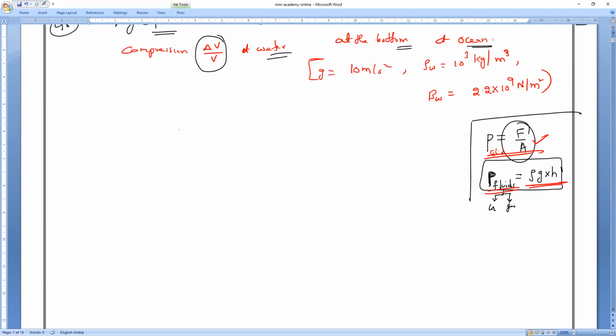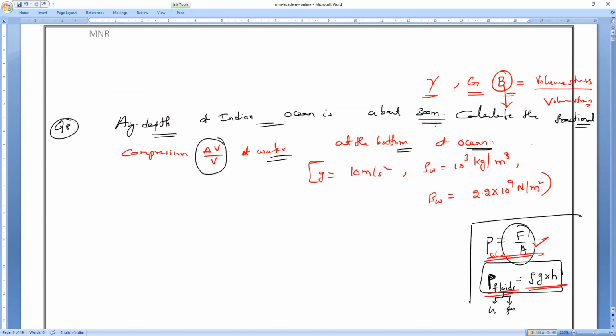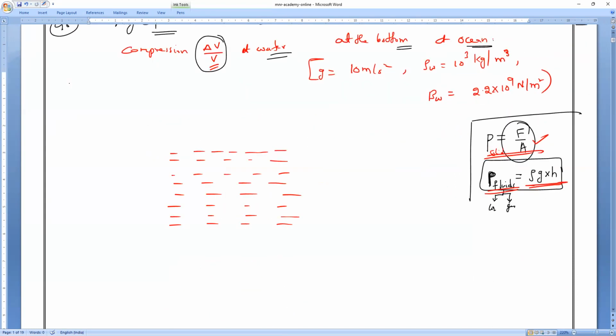So now they're asking, average depth of the Indian Ocean is 300 meters. Now calculate the delta V by V. So delta V by V means in the sense of what? There is an ocean, you all notice it, and there is an object which is inside this water. So that is very important. Inside this water, if it goes inside, definitely it will experience a force. That is what? Force by the liquid.